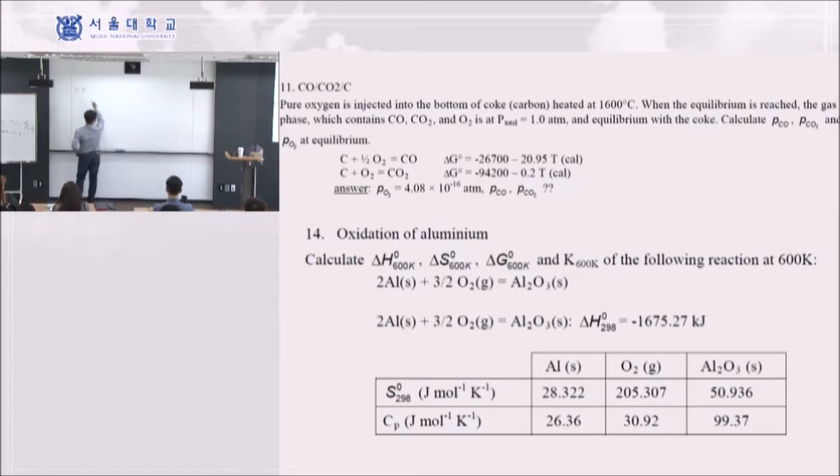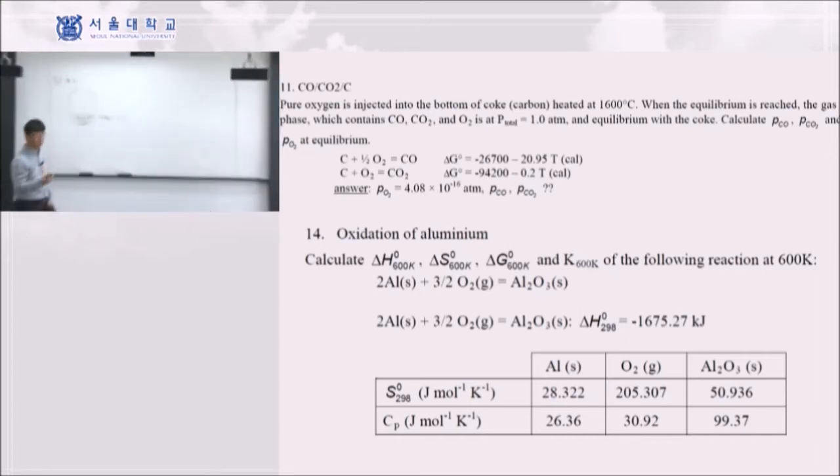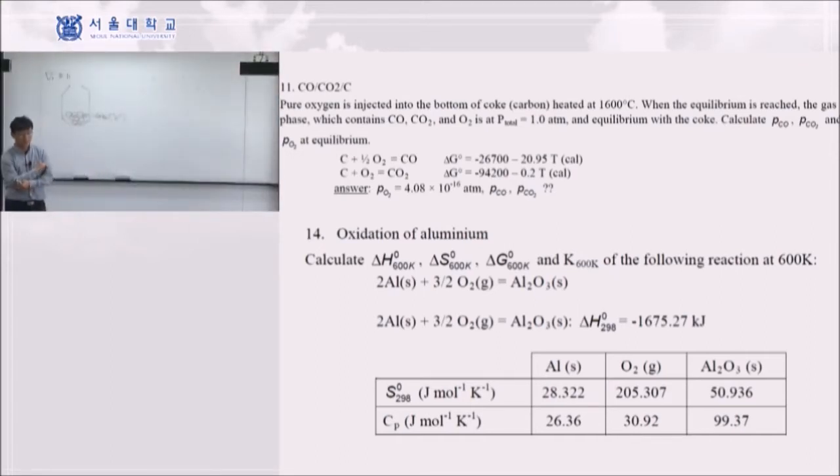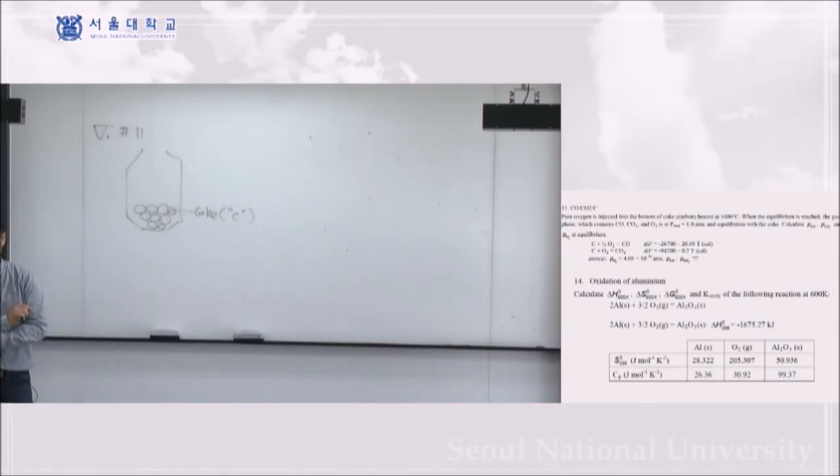So this is 11. This is actually a realistic question, and it happens like this. Inside some reactor, we have coke. Coke is basically carbon. When you have coal and burn it to remove some impurities, it becomes almost 99% carbon. That's what we call coke.